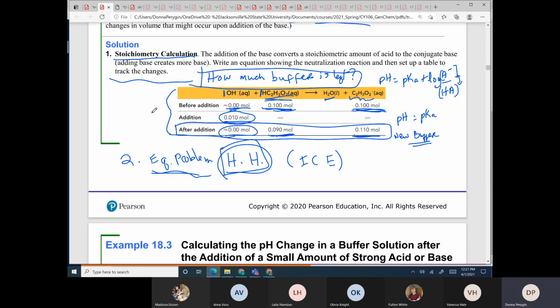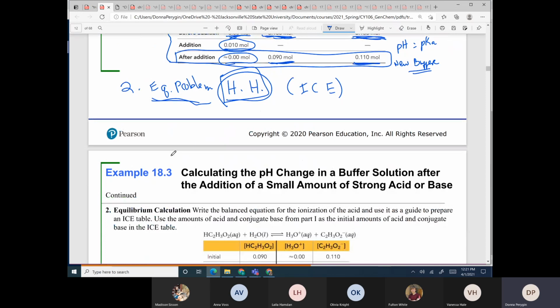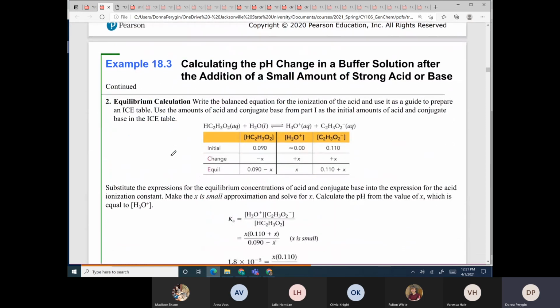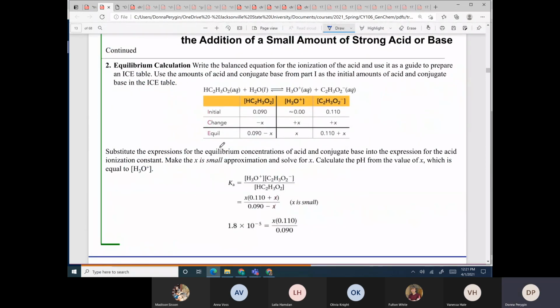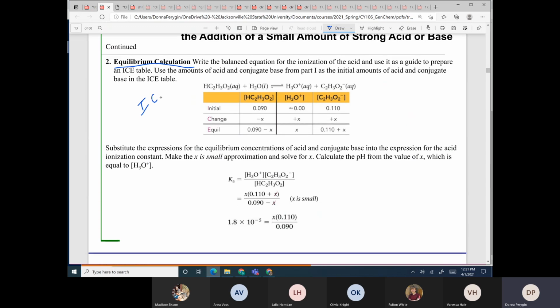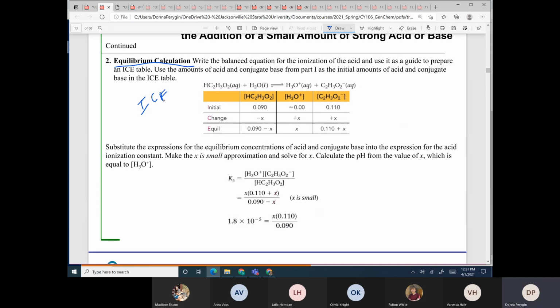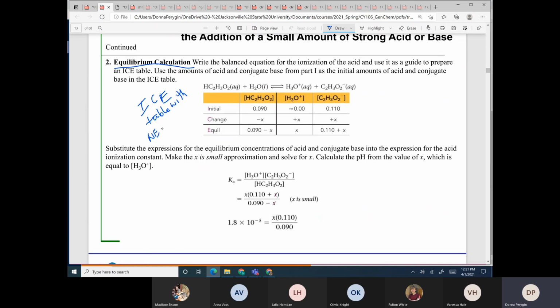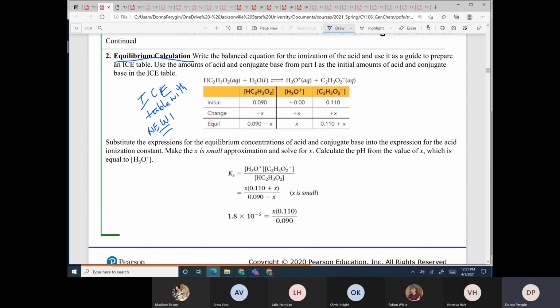All right. So now we take those amounts and we put them into an equilibrium expression. So you can do that like this. You can set up a new ice table. So now we do an equilibrium expression. Now we use an ice table. I'm going to write this down because it's confusing. Ice table with the new buffer. Okay, and I'm going to kind of run through it because I got 9 minutes left.